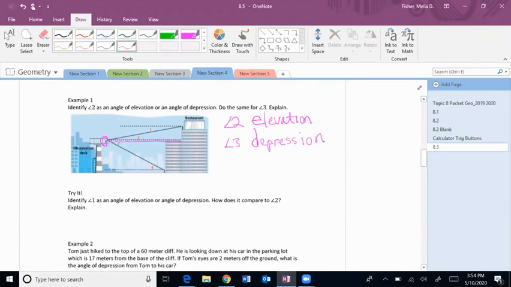Okay, on the try it, go ahead and identify what angle 1 is, elevation or depression, and how does that compare to angle 2? Go ahead and try and do that. Pause the video for a moment and then come back.